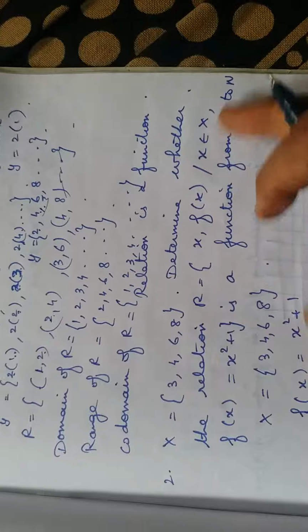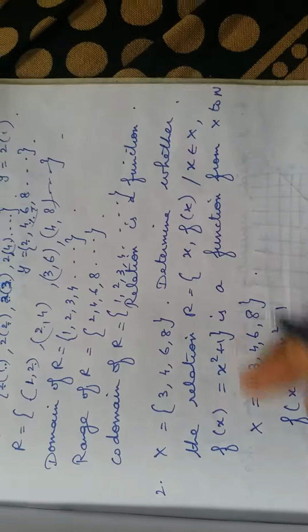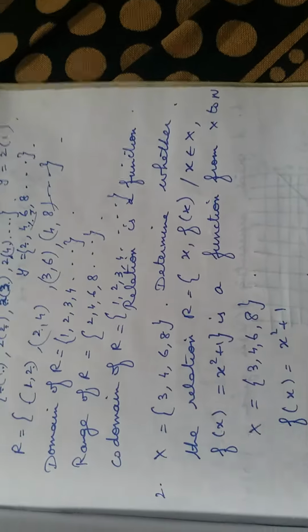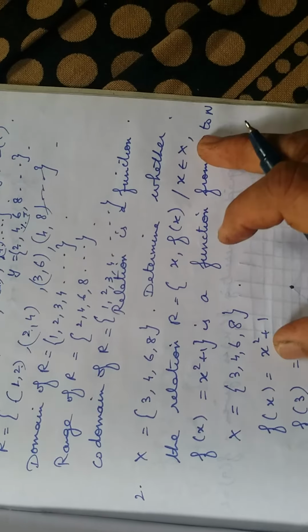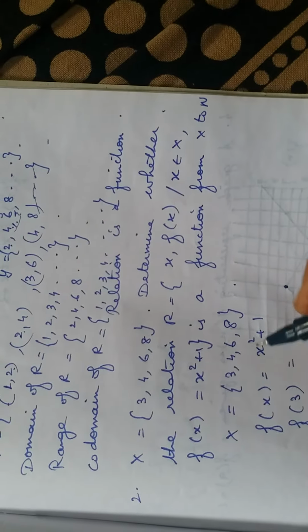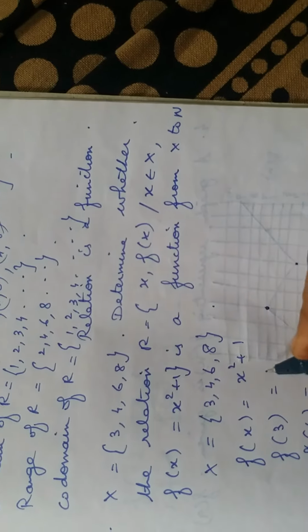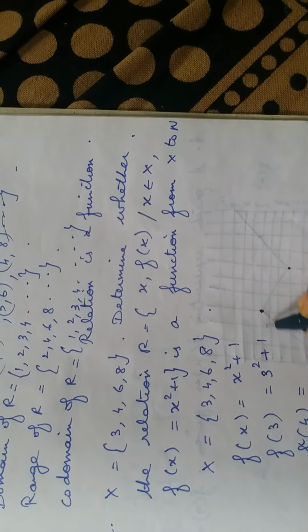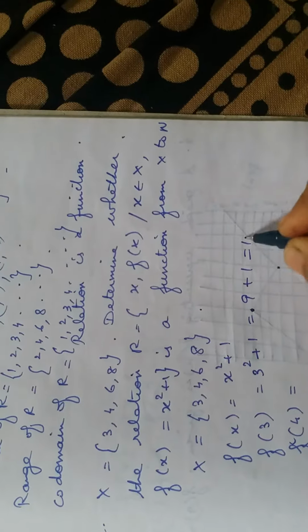Next is the second sum. X is given as {3, 4, 6, 8}. Determine whether the relation R = {(x, f(x)) | x ∈ X and f(x) = x² + 1} is a function from X to N. So your first element is 3, so x values are 3, 4, 6, 8. f(x) is x² + 1. If you substitute 3, it means 3² + 1, that is your second element. 3 threes are 9, plus 1 is equal to 10.